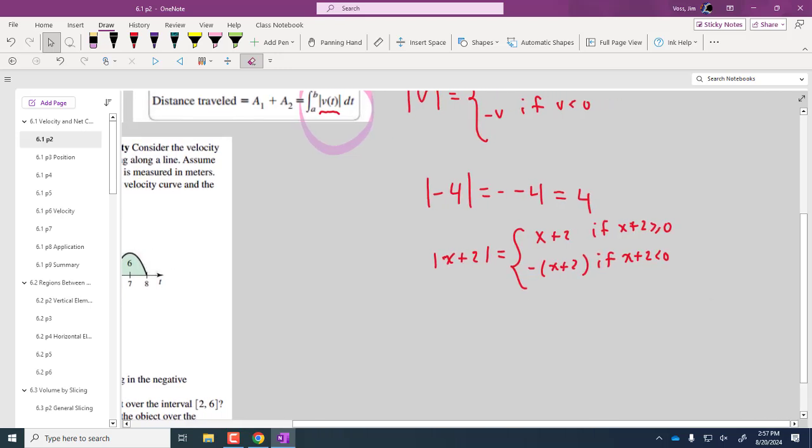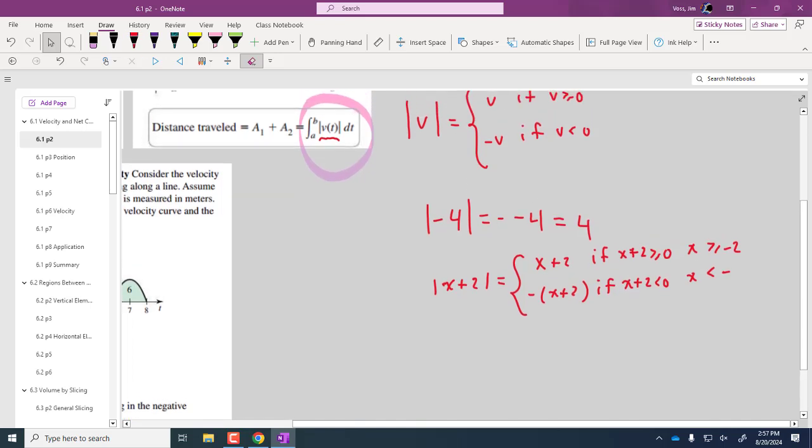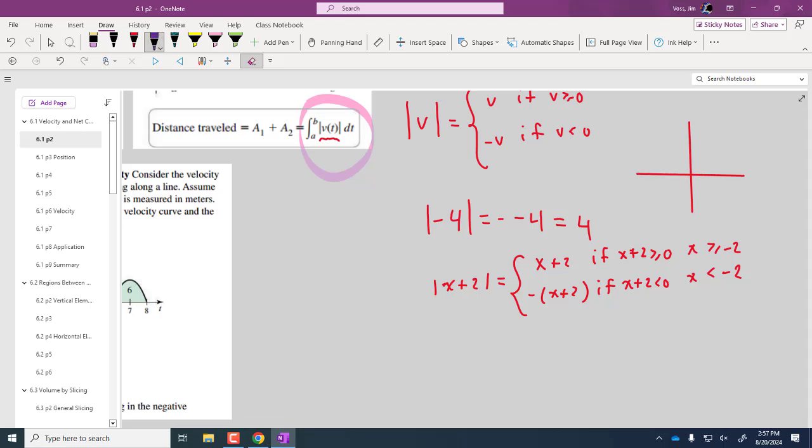What is the x value where things change? If we subtract 2 from both sides, -2 is our transition point. So if we graph that function, we are dealing with an absolute value function that's been shifted to the left 2 units.